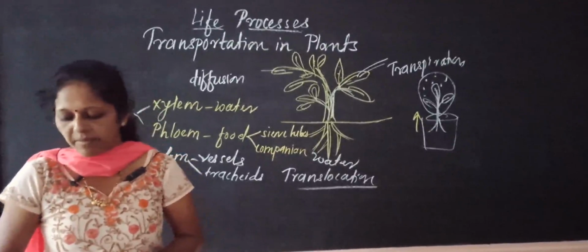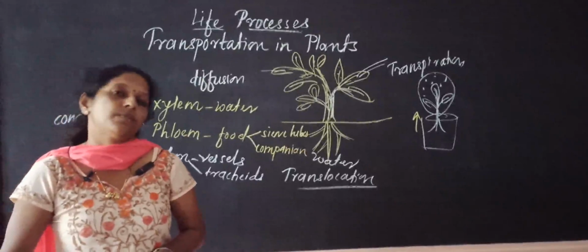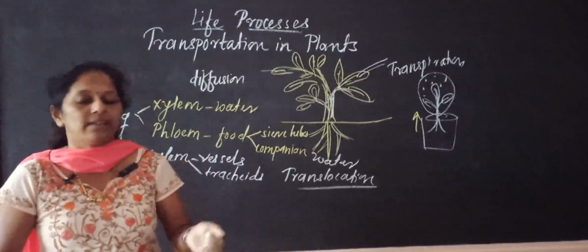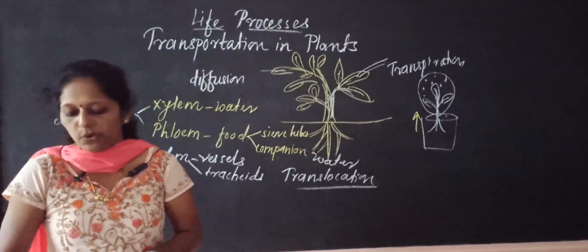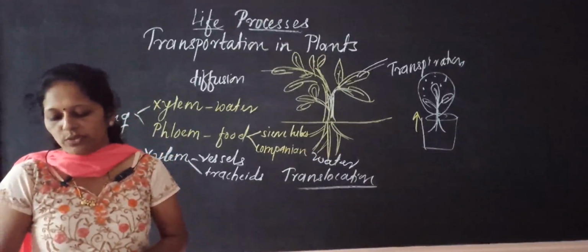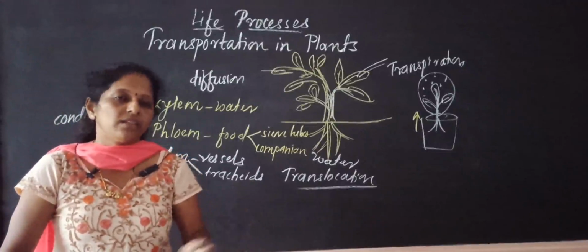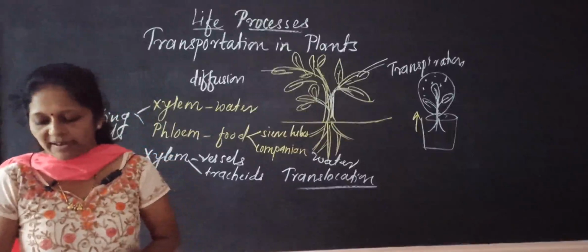This pressure moves the material in the phloem to the tissue which has less pressure. Where less pressure is there, the material moves. So this allows the phloem to move the material according to the plant's need.